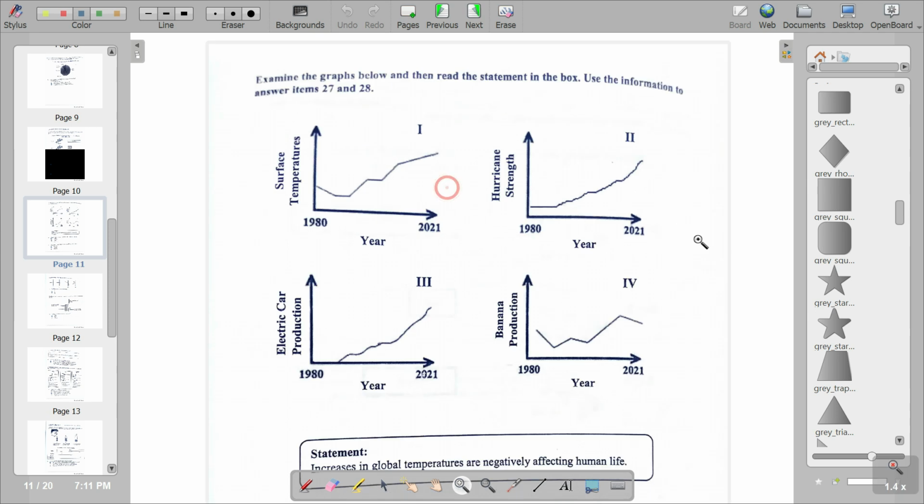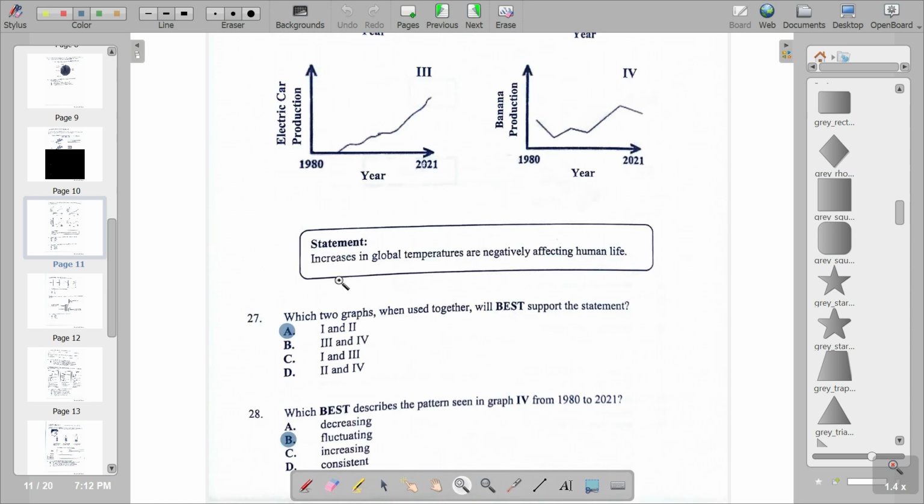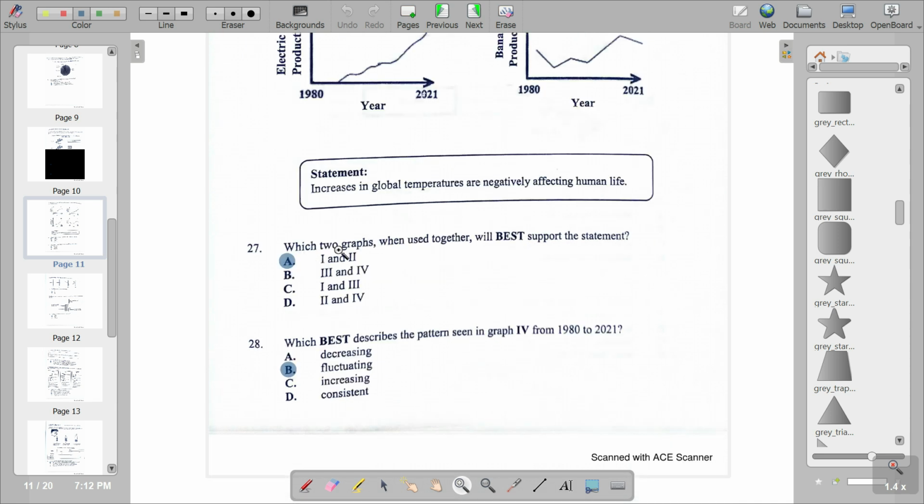All right, so let me get this bigger for you. Examine the graphs below and then read the statement in the box. Use the information to answer item 27 and 28. We have surface temperature from 1980 to 2021; this is the y-axis and this is the x-axis, the year. This is the hurricane strength from 1980 to 2021. The statement: increases in global temperature are negatively affecting human life. Which 2 graphs, when used together, will best support the statement?